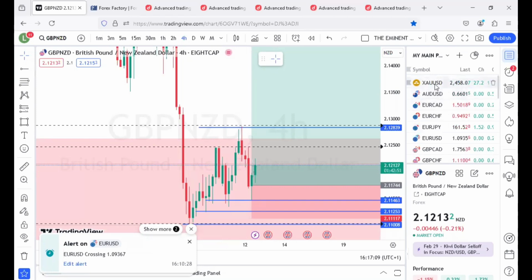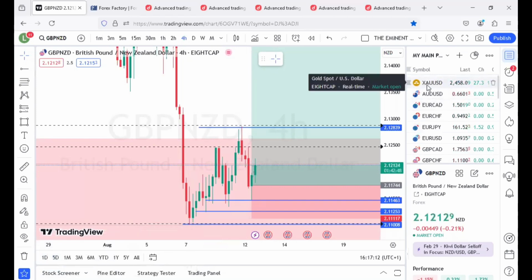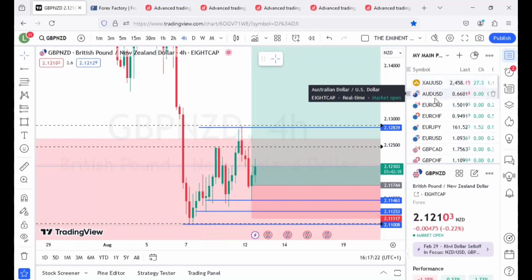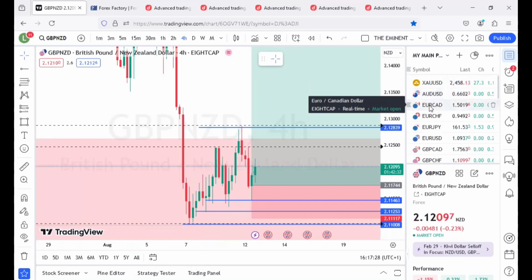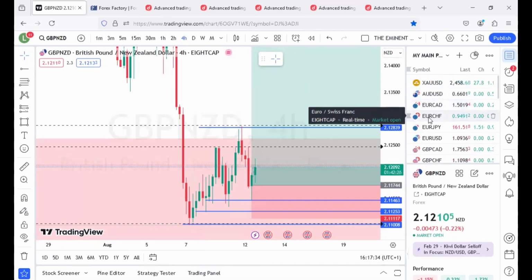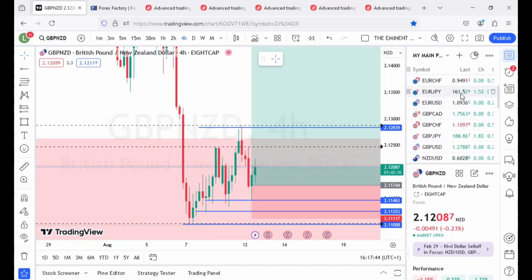So let's look at this now. This means that for you to buy one gold, XAUUSD, you need $2,458 to buy 1 ton of gold. For you to buy Australian dollar at this point in time, you need 0.66 US dollar. In this instance too, for you to buy euro, you need 1.5 Canadian dollars. And for you to buy euro, you need 0.949 Swiss franc. And for you to buy euro, you need 161.5 GPI.